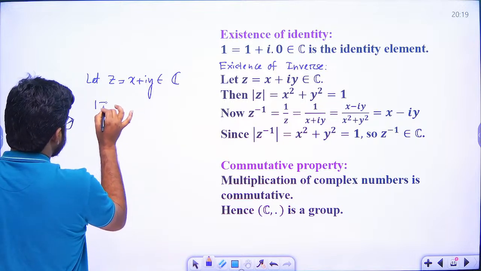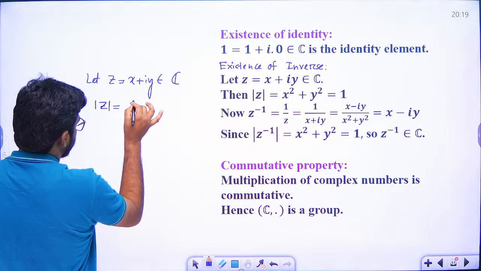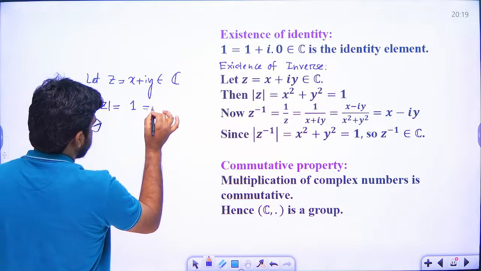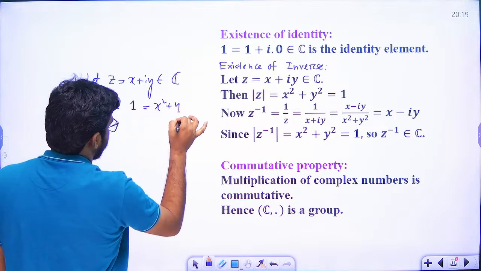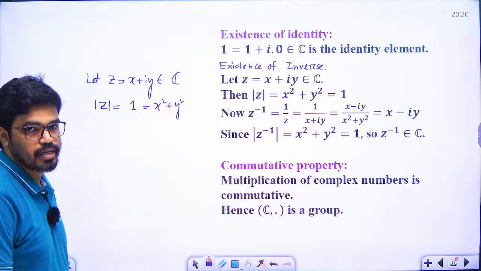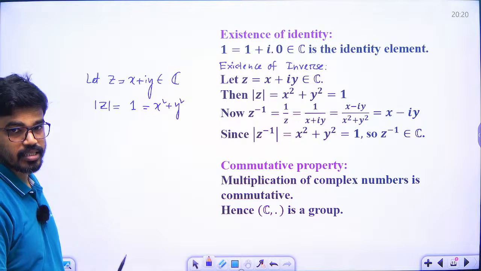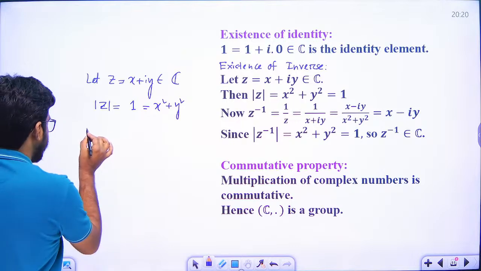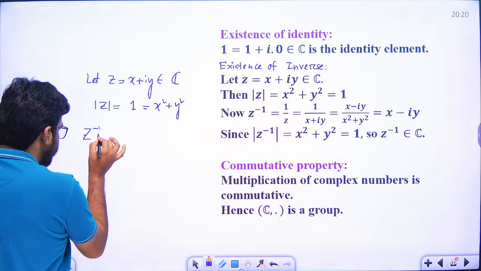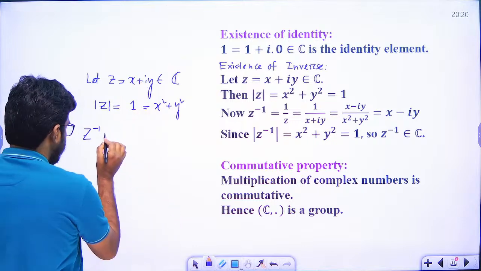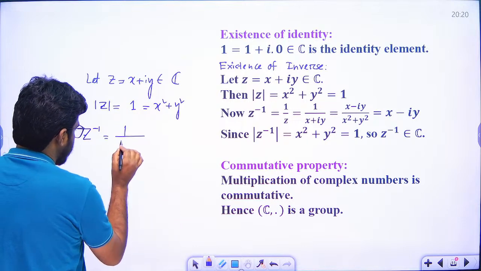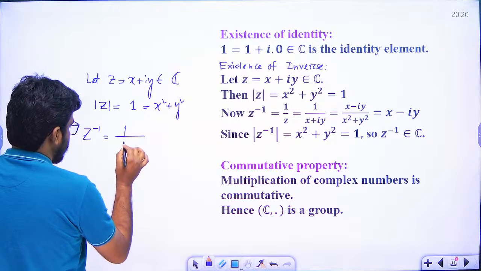Then modulus Z is equal to 1. So what is modulus Z? Modulus Z will be x square plus y square. Okay? So what is our target? To show the inverse exists, that is Z inverse. Is Z inverse an element of C? So what is Z inverse? That is 1 by Z, right?